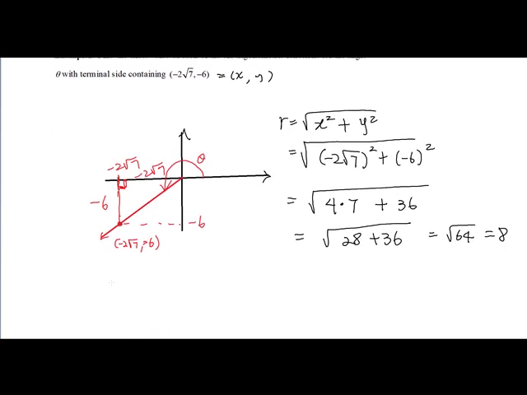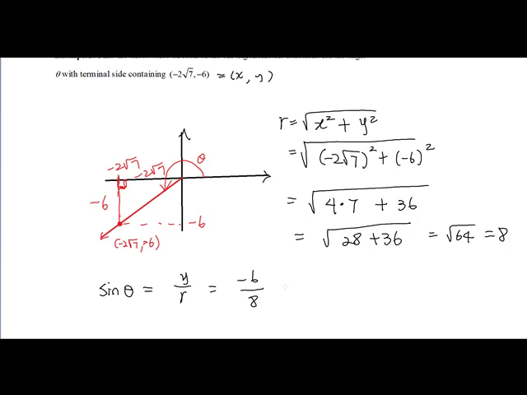And now, if x and y are both negative, you know the terminal side of the angle is in quadrant 3. And then the definition of the six trig functions says sine theta is y over r. Y is negative 6, r is 8.